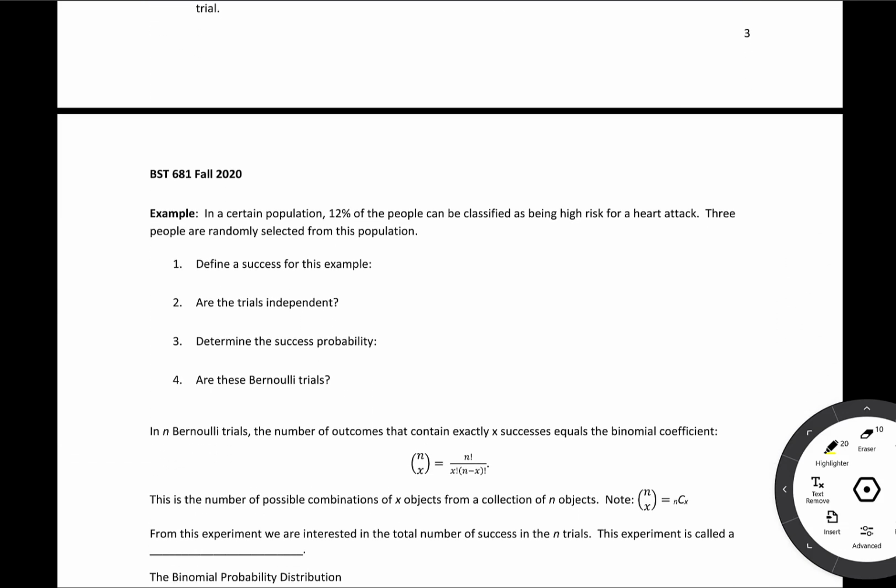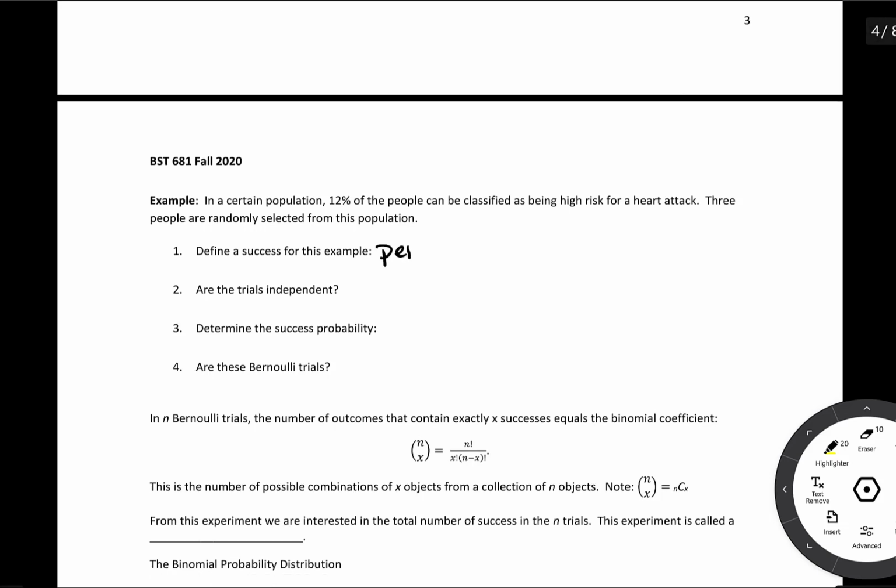In a certain population, 12% of people can be classified as being high risk for a heart attack. 3 people are randomly selected from this population. All right, so for this example, let's talk about what a success is. A success would be if a person is high risk. So notice we only have 2 options here. They're either at high risk or they're not at high risk. So success is going to be the person is high risk. A failure would be they are not high risk.